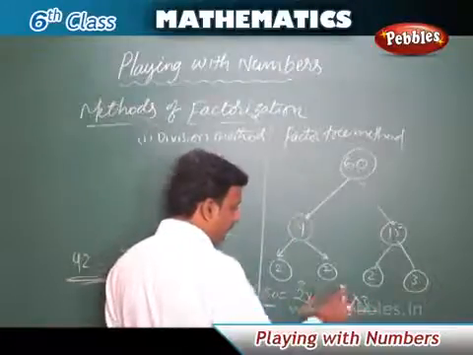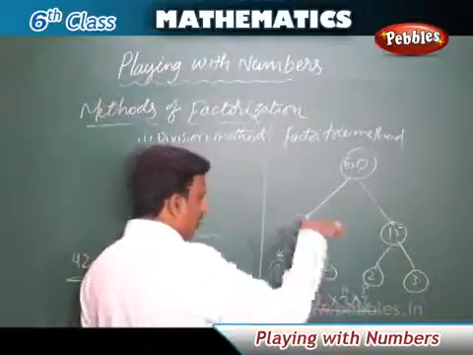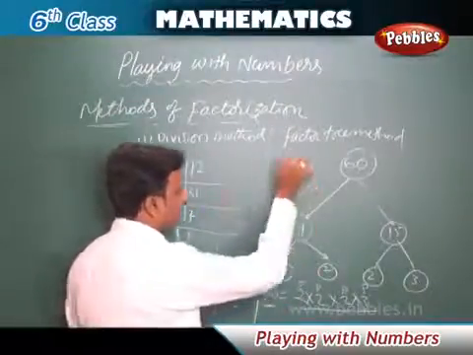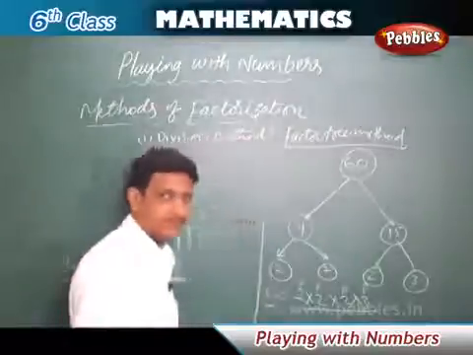All these are prime factors. So this is the prime factorization of 60 in the factor tree method.